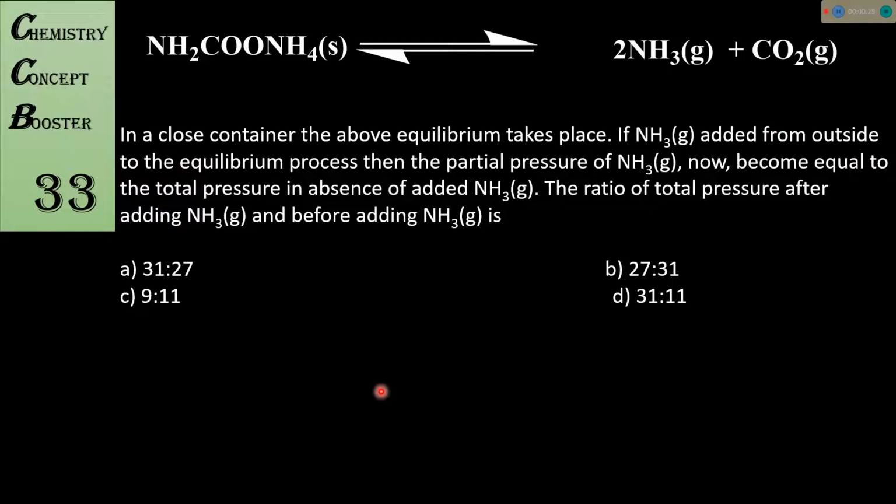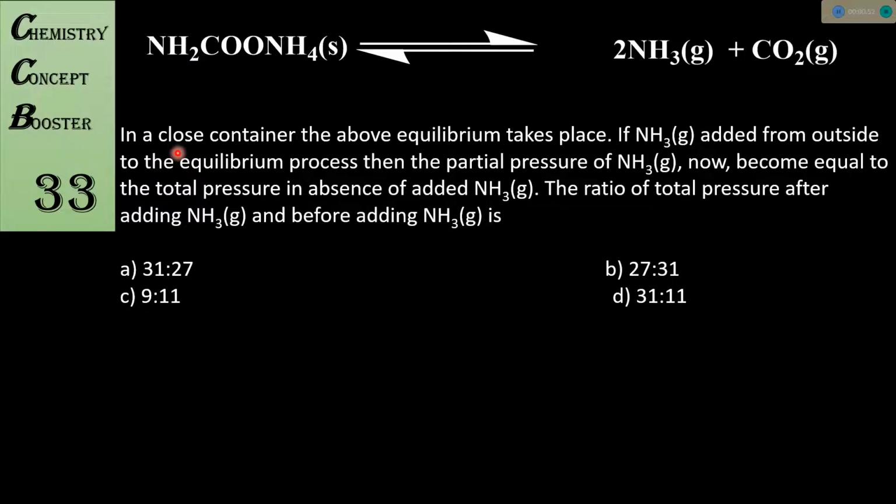So, Chemistry Concept Booster question number 33. This question is from the chemical equilibrium chapter. This equilibrium reaction is given: ammonium carbamate solid is in equilibrium with 2 moles of ammonia and carbon dioxide gas.